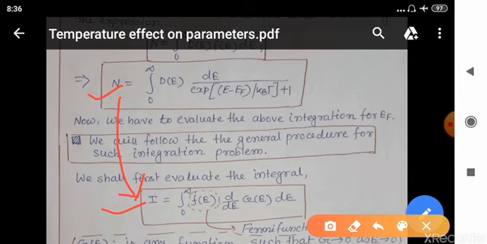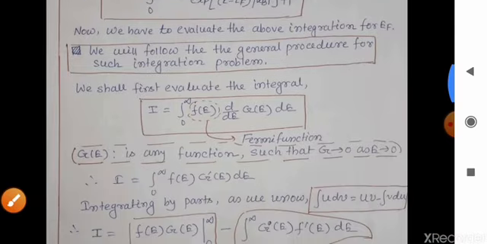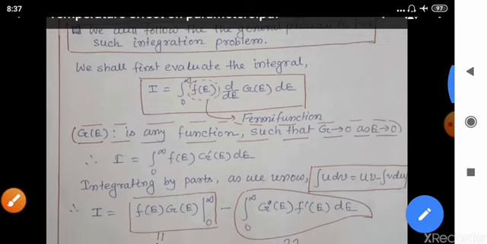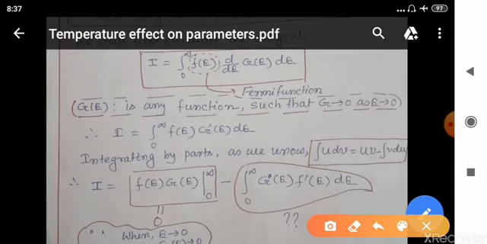So first we would like to evaluate this integral I equal to integral from 0 to infinity of F(E) G prime dE, where G(E) is any function such that when E tends to 0, G(E) tends to 0. So now our integral becomes I equal to integral from 0 to infinity of F(E) G prime dE. And if we evaluate this integral by parts, as we know, the integral of u dv is uv minus the integral of v du.